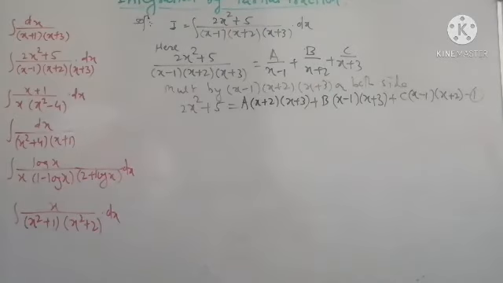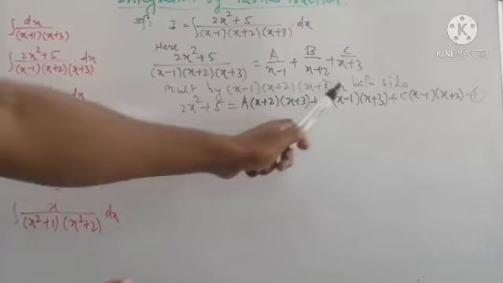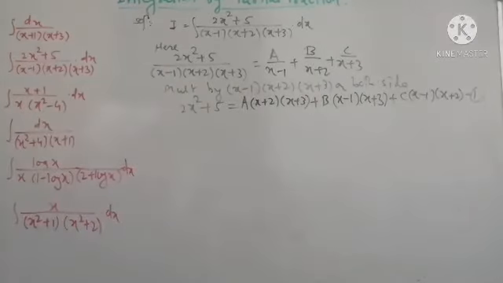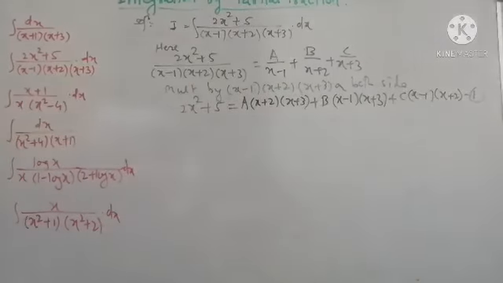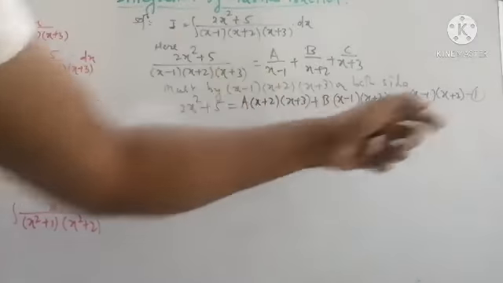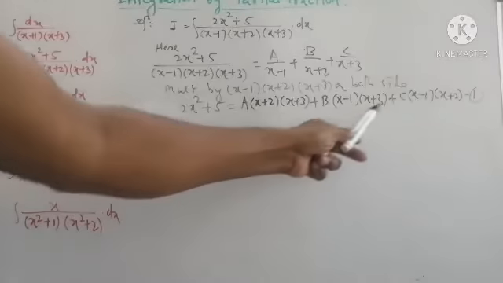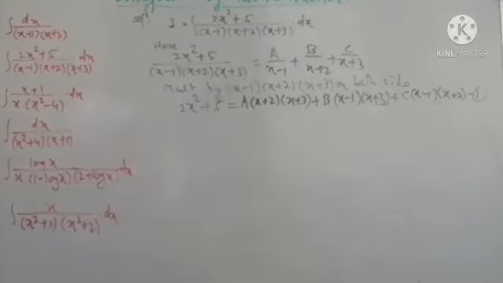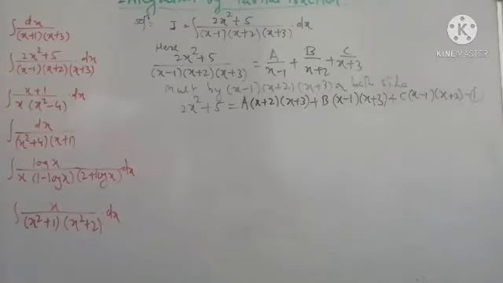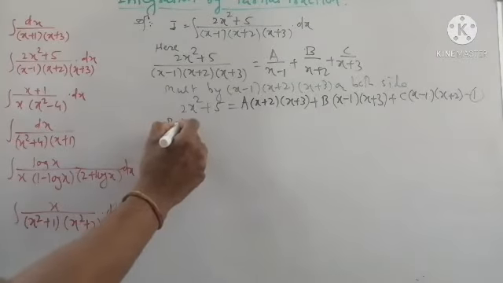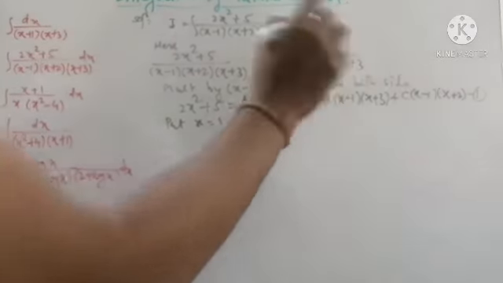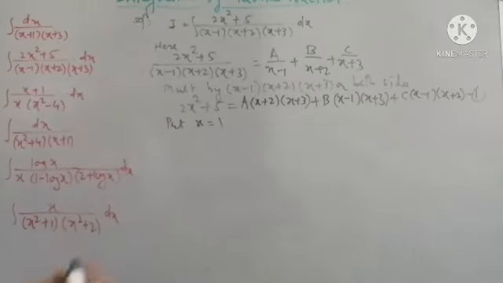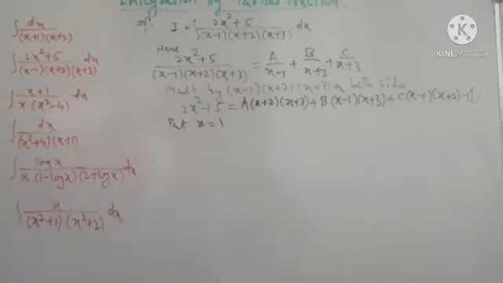Now, using values of x we can evaluate the values of the unknowns a, b, c. For the value of a, we put such an x so that the terms of b and c become 0. For that, as there is x minus 1 in both of those terms, we take the value of x equal to 1, so that the terms of b and c get eliminated. So we put this value in equation 1.